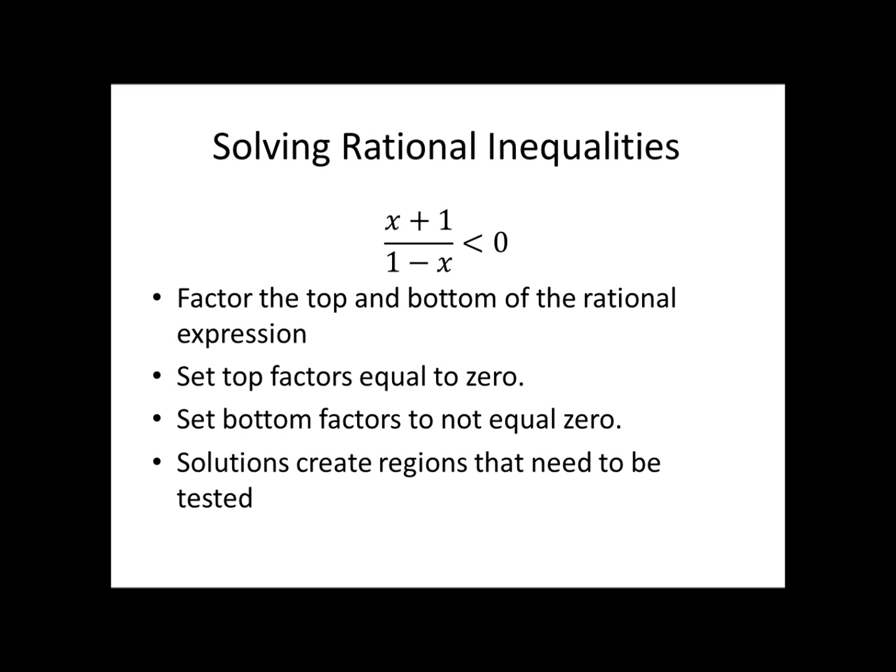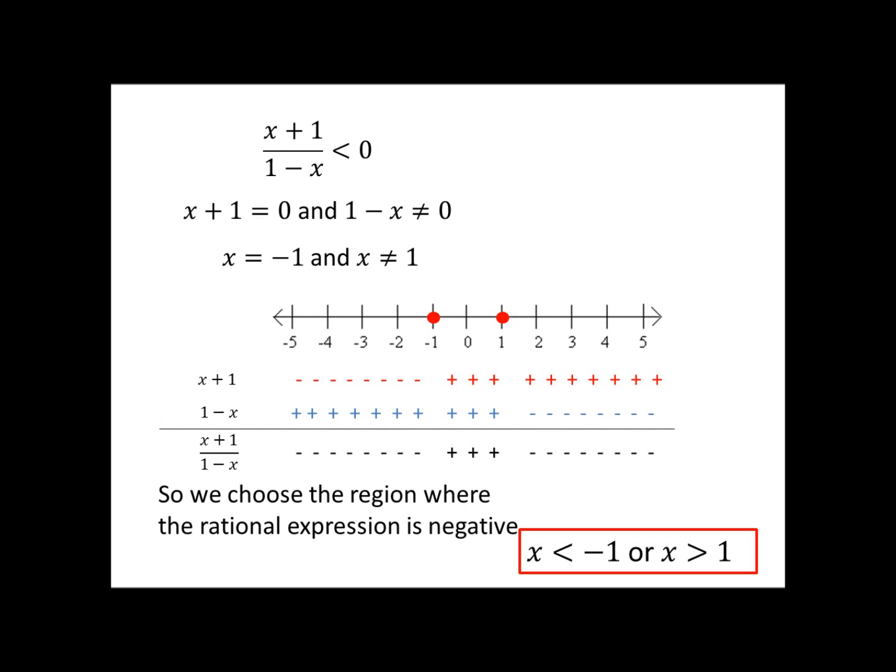Now, these values that we get create regions just like we saw in the polynomial and quadratic. We're going to deal with this a slightly different way. We're still looking for regions that work and regions that don't work, but we're going to organize it a little bit different. So we set our top factor equal to 0. We set our bottom factor to not equal 0. If you set it equal to 0, I don't care. It's just to get the numbers. We get x equals -1 for the top factor equaling 0, and we get the fact that x cannot equal 1. If we plugged in 1, we would get 0 on the bottom of the fraction. We can't have that.